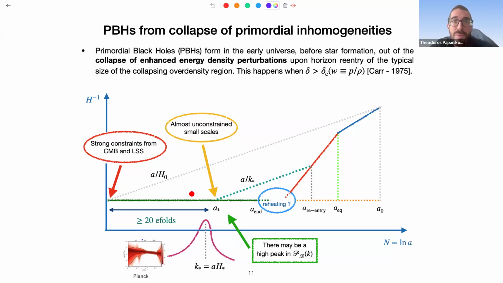However, if we go to smaller scales, which exit the horizon near the end of inflation and re-enter right after its end, for these scales we don't have strong current observational constraints. So potentially at these scales, we can have a peak in the power spectrum, which can collapse and form a primordial black hole.